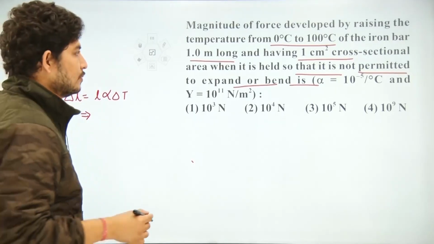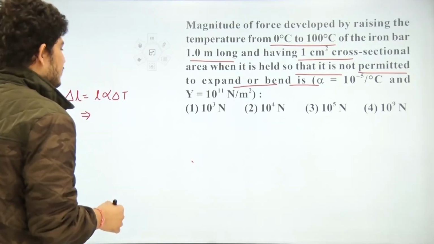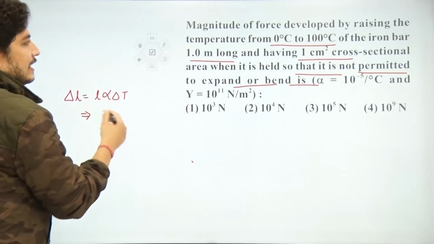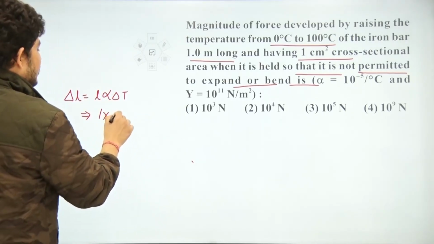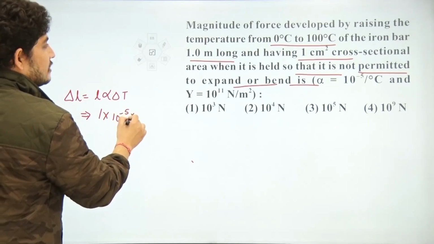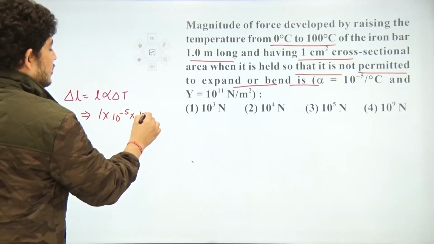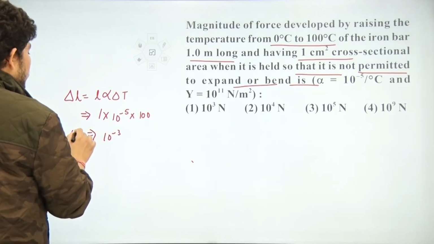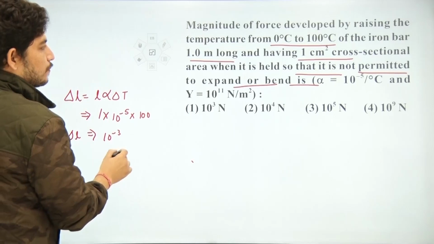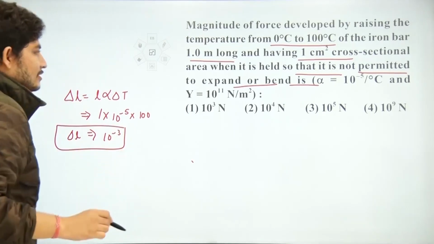This will be the change in length, and its value is L alpha delta T. L is 1, alpha is given as 10 to the power minus 5, and delta T is given as 100 degrees Celsius. So delta L is 10 to the power minus 3.